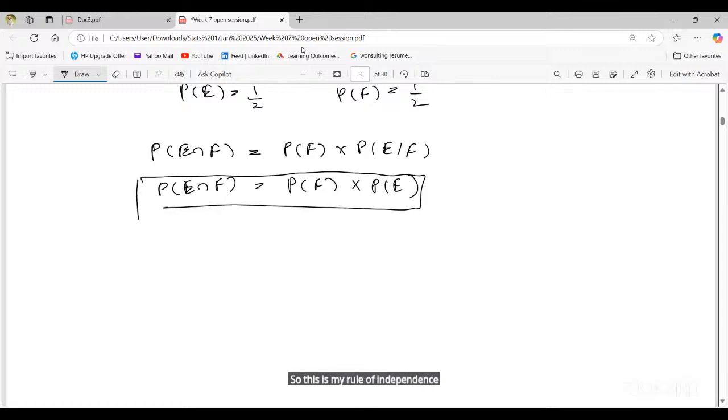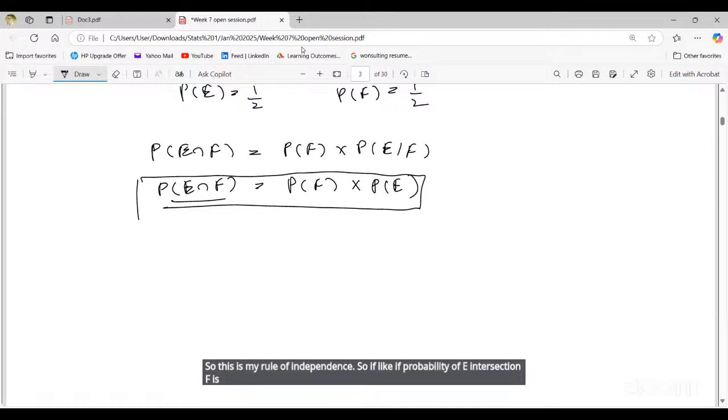If the probability of E intersection F is equal to the product of the probability of F and the probability of E, we say that E and F are independent.